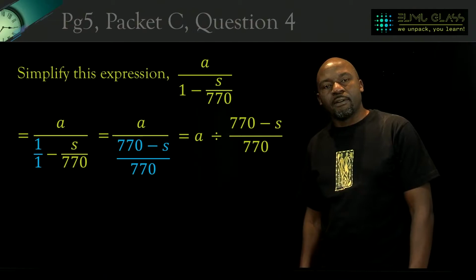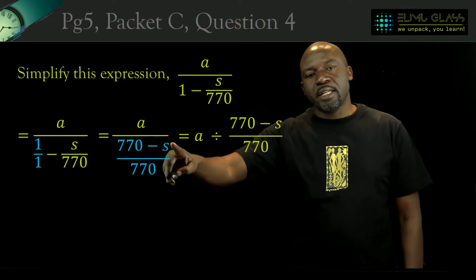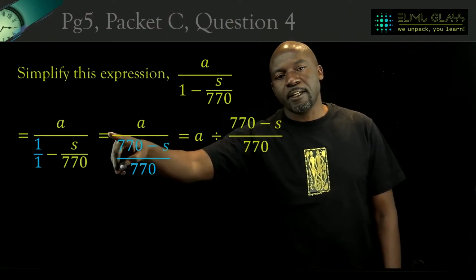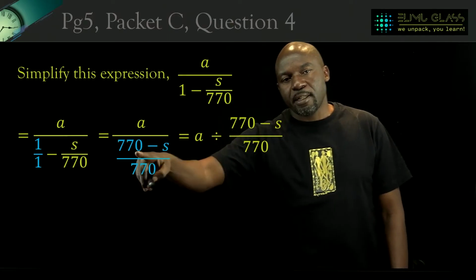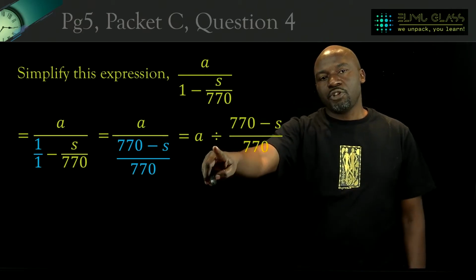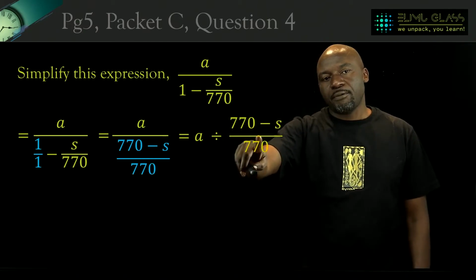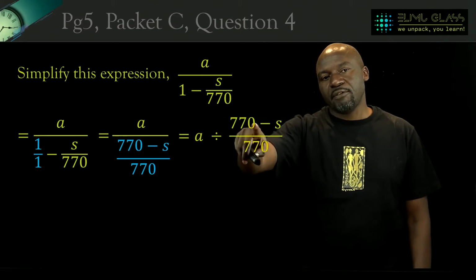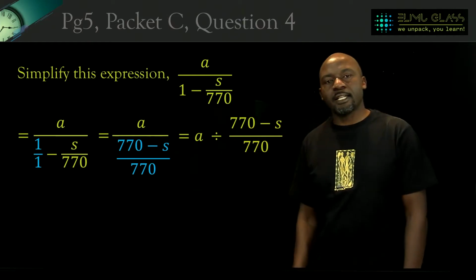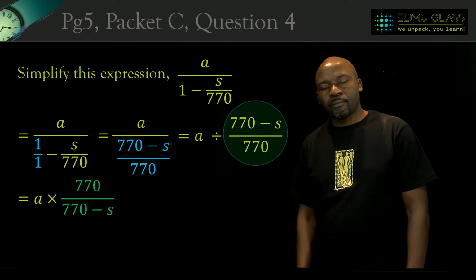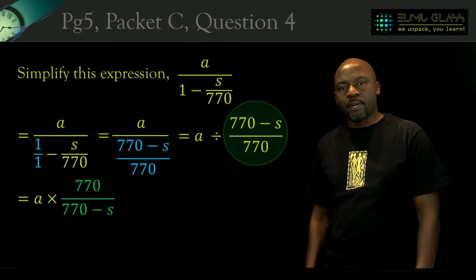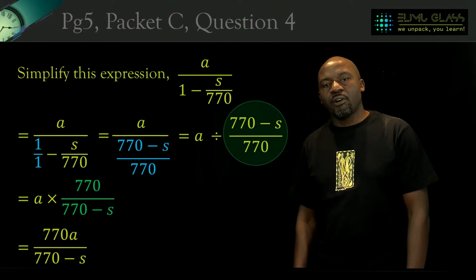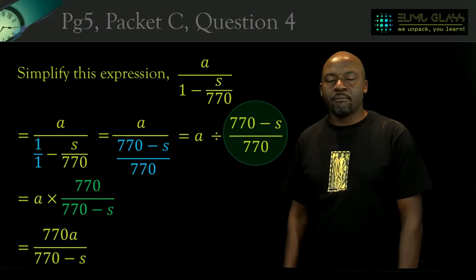770. All right, so this is the divide sign here for this line. So we are dividing by that denominator there. And so we are going to change that to a multiplication sign and flip this, and we end up with a times 770 divided by 770 minus s, like that. Okay, so that's what we end up with. And when we simplify that, we get 770a over 770 minus s.